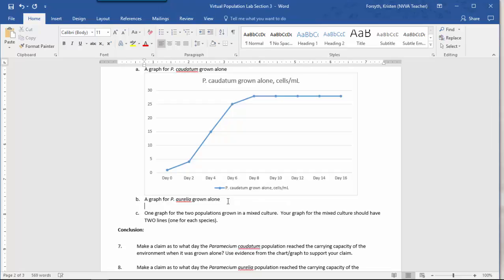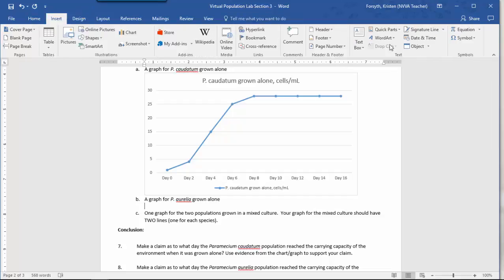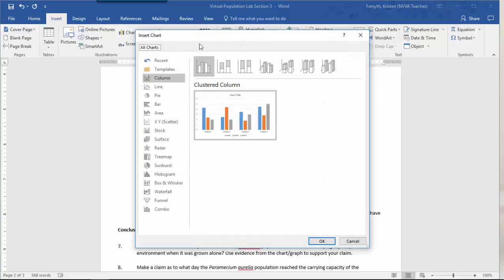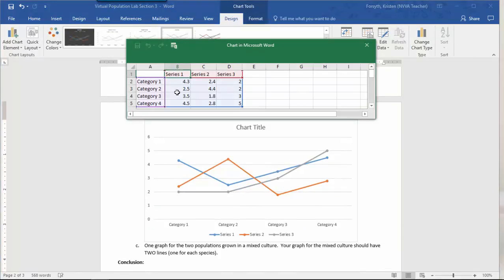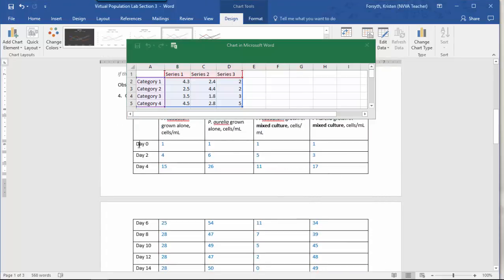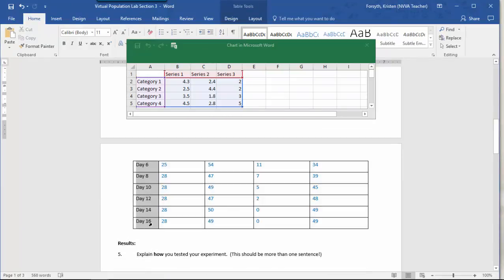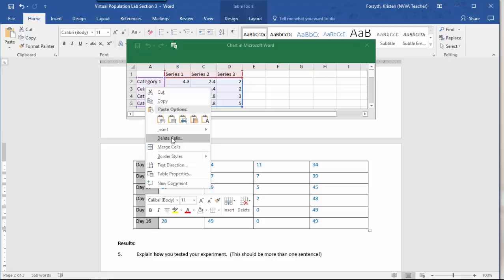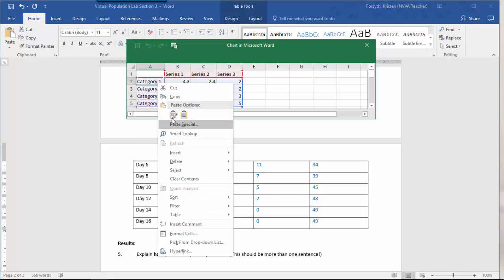You repeat the same process, but now you're going to insert the data for P. aurelia. So again, insert, chart. And again, I'm going to try to get the same kind of line chart. You want to do a line graph. Click OK. You'll get the same thing popping up. So you'll just have to copy your data from your chart. Again, I'm going to copy all your days so you don't have to put those in again. Copy, copy, copy. And you can also right click, copy, and then come up here, right click, and then paste.